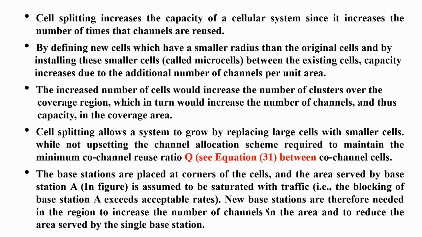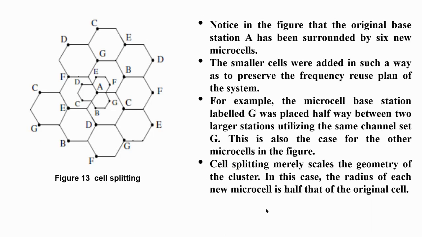For example, look at the diagram. Here, consider the cell at A, placed at the center. If we divide this into smaller cells, the original base station A, which was surrounded by six cells, is now surrounded by small micro cells. The smaller cells were added in such a way as to preserve the frequency reuse plans in the system. We can reuse the same frequency in different cells, and that will enhance the capacity.